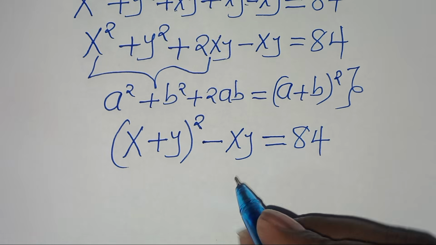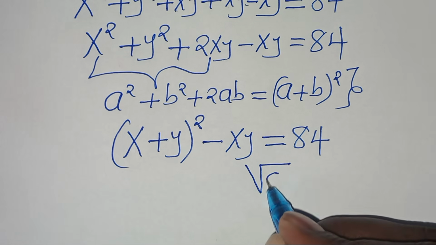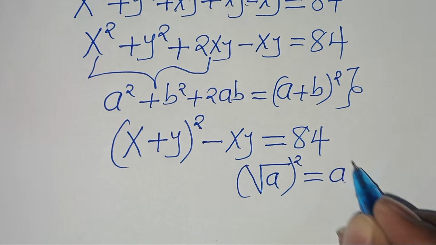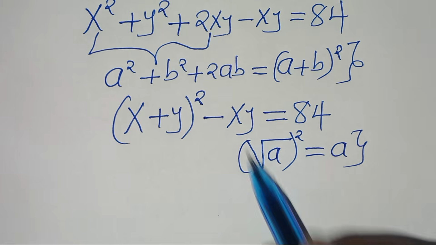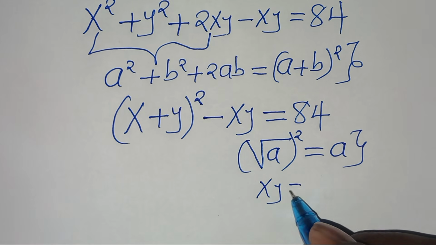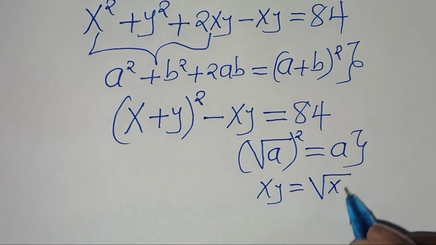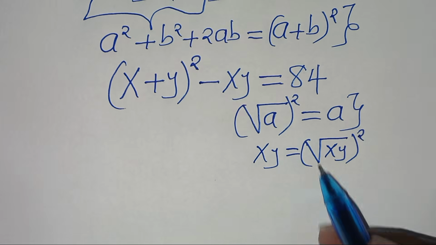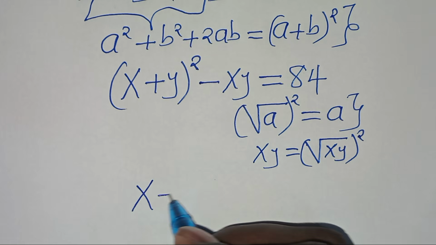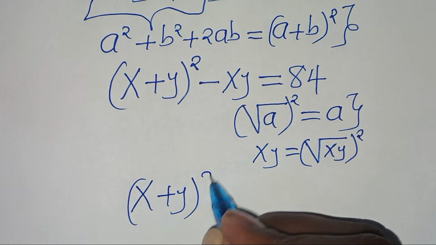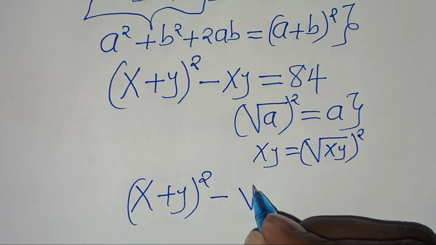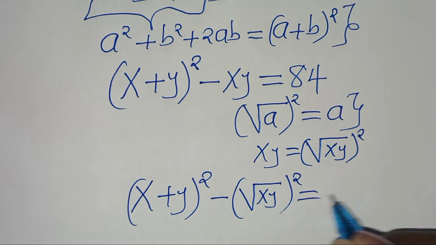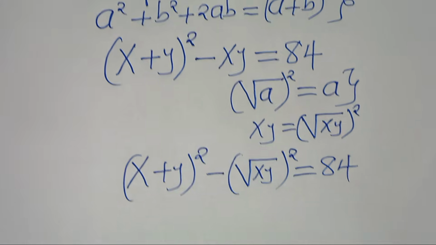Now the next step is that if we have the square root of a raised to the power of 2, this is the same thing as a. So this means that we can express xy as the square root of xy raised to the power of 2. Substituting this, we have x plus y raised to the power of 2, subtract the square root of xy raised to the power of 2. This is equal to 84.